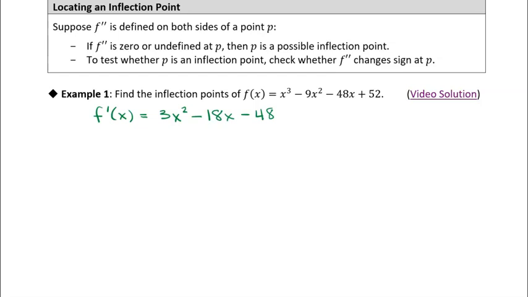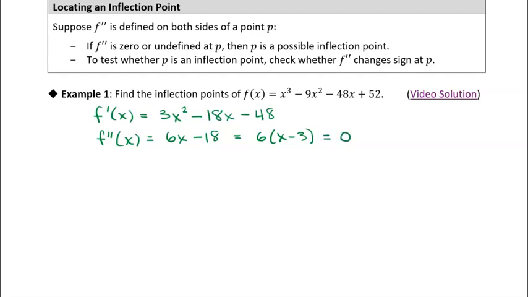Now, I'm not trying to find critical points, because the critical points are necessary for finding the maxima and minima. What I'm trying to find here are inflection points. So what I really need is the second derivative. So let's find the second derivative. We're going to get 6x minus 18. Now I could factor that and make it 6 times (x minus 3). And I'm looking for points where the second derivative is 0.